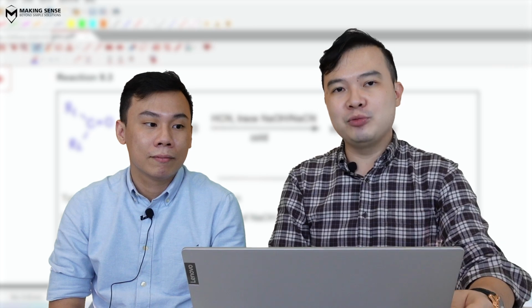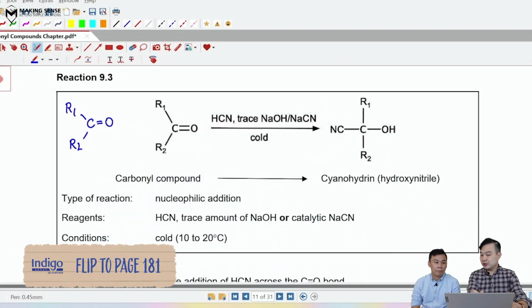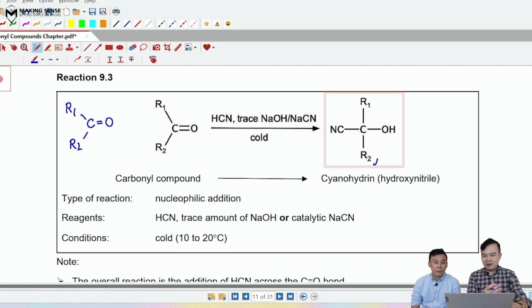So to look at this reaction, we're going to start off with a carbonyl compound, and through the use of HCN, we end up with this thing called a cyanohydrin. Right? Now, for this reaction, it's an example of a nucleophilic addition reaction.